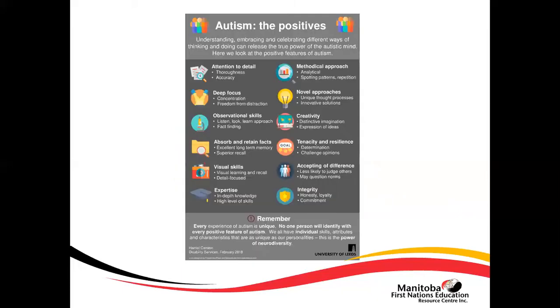And lastly, this is a great visual from Harriet Cannon at the University of Leeds, and it just shows a lot of the positives and a lot of the strengths that individuals with autism often have. So things like attention to detail, they're very observant, they have very excellent memories, and their visual skills are often very advanced. Again, we always want to capitalize on their strengths and the positives as much as possible, while at the same time still keeping in mind that each child is unique based on their abilities and their skills and their characteristics. So now I am going to pass it over to Annie.